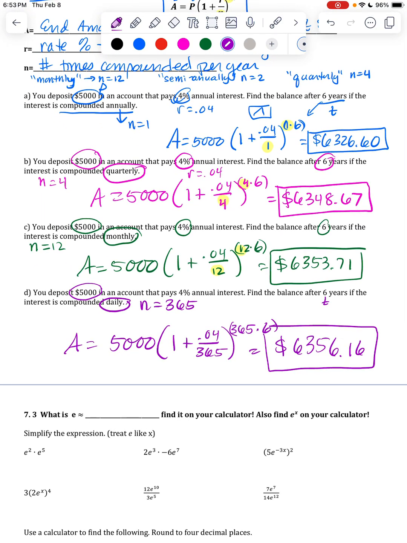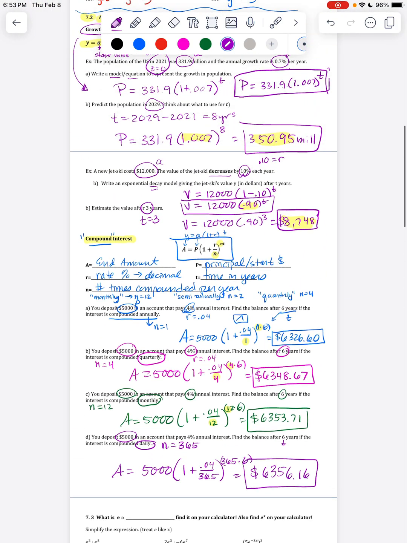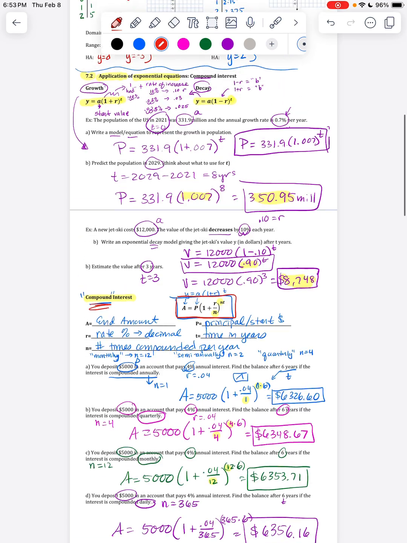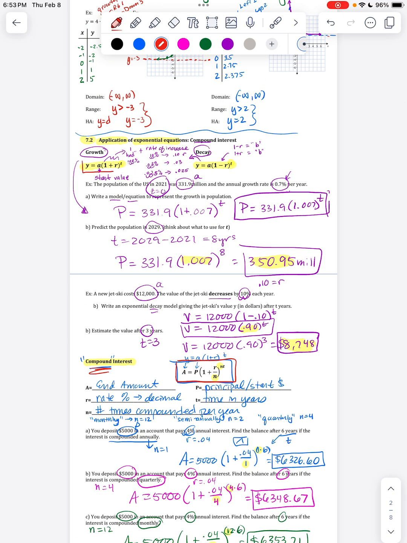Okay, so you have 3 key formulas here, and this one is only used if you see the word compound interest. If it's just talking about growth or decay, you're going to go back and use these 2 formulas depending on your situation.